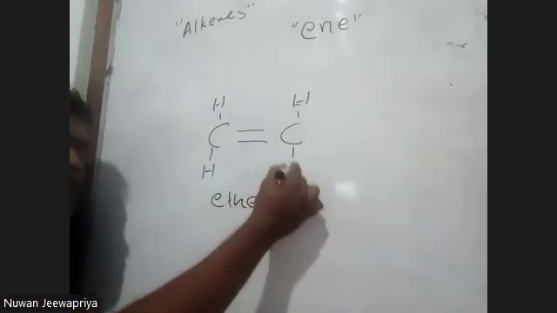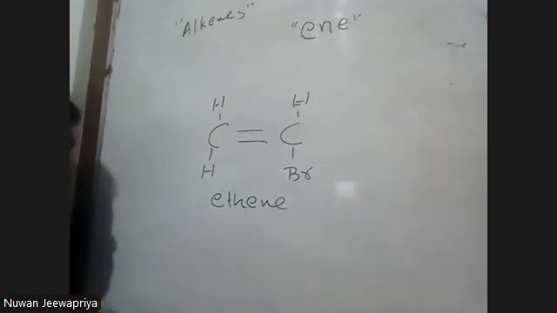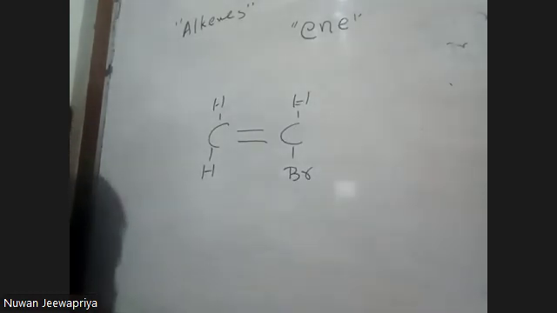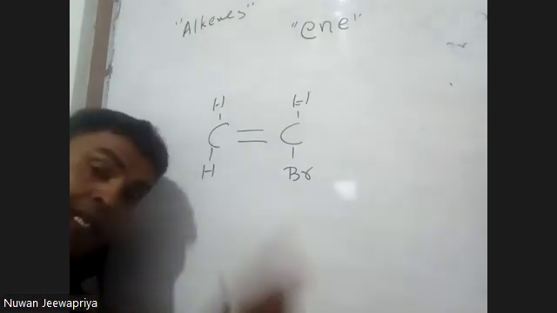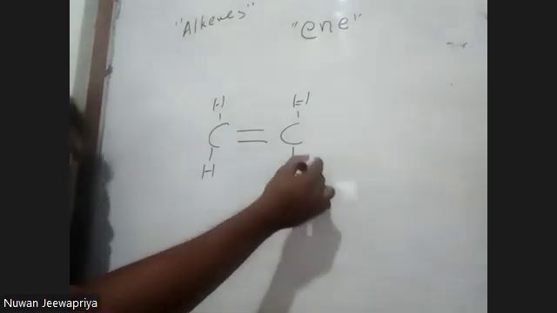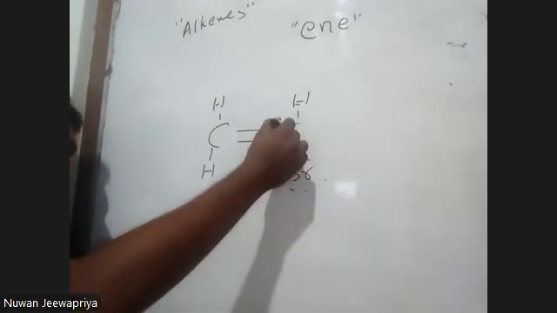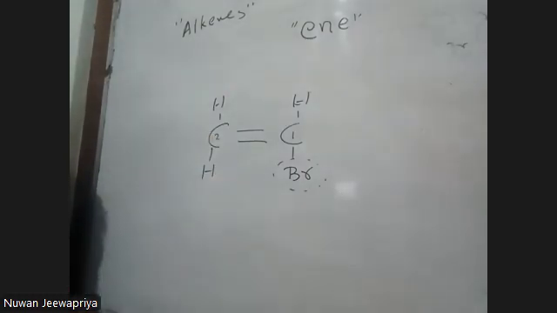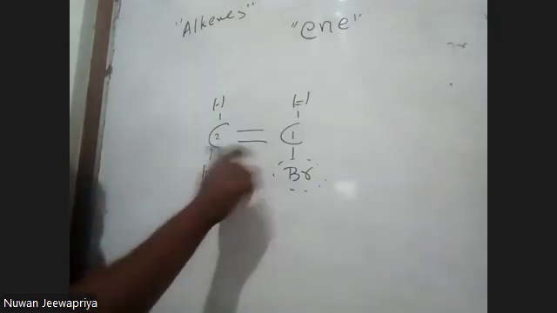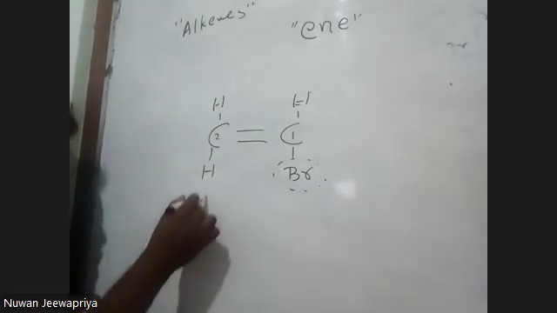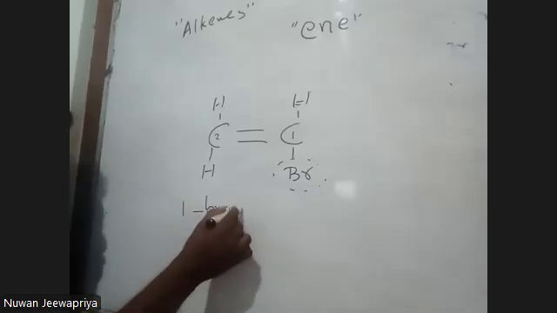Now, I will consider a change. Br is added here. So if I add Br there, now how can I name? I have to give the numbers in a way that bromine gets the lowest number, because that's the branch. So bromine has to get the lowest number, number 1. This is number 2. So the first carbon has bromine. How do you say? 1 dash bromo.